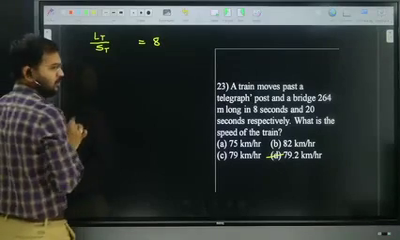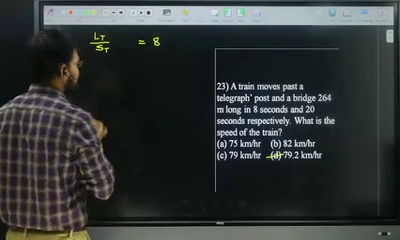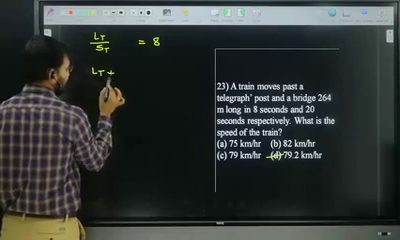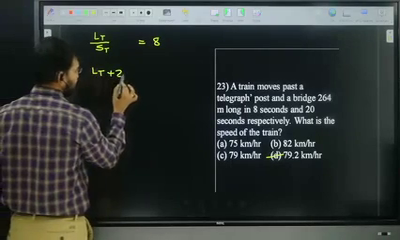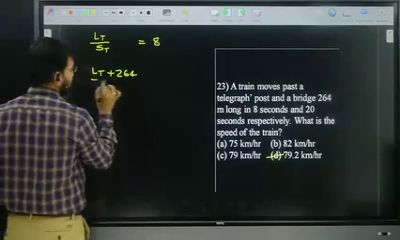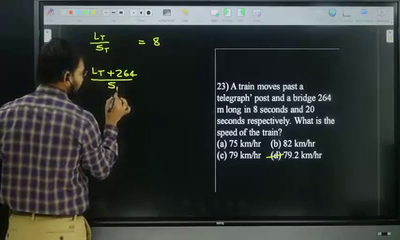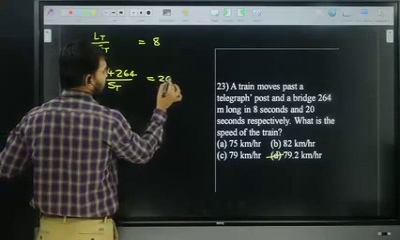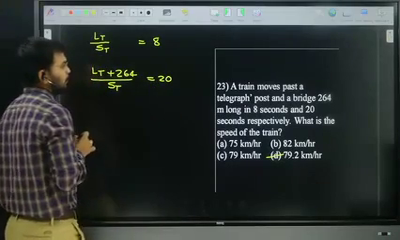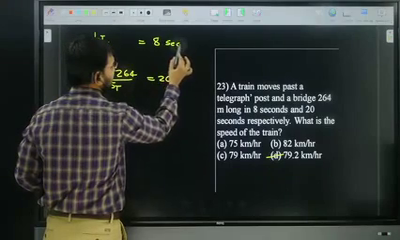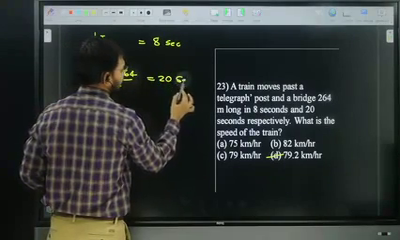Second case: the same train, length of the train is LT, crosses a bridge of 264 meters with the same speed. How many seconds will it take? 20 seconds it will take. In the first case 8 seconds, but in the second case 20 seconds.